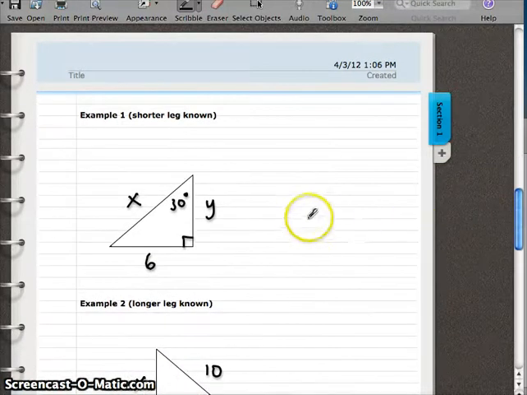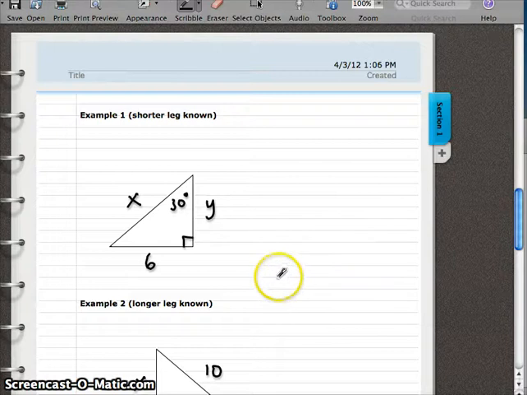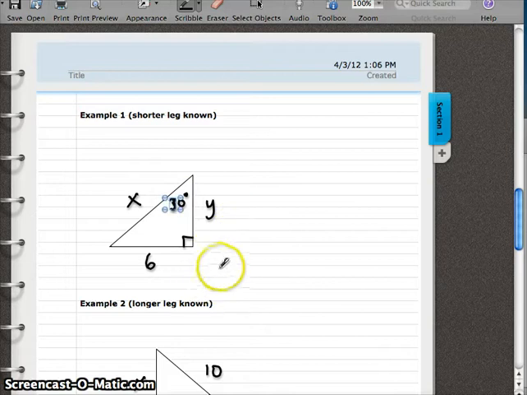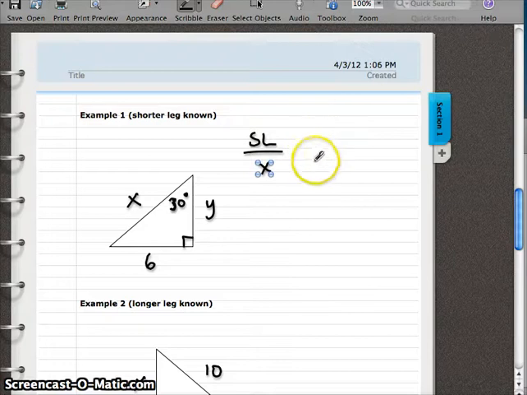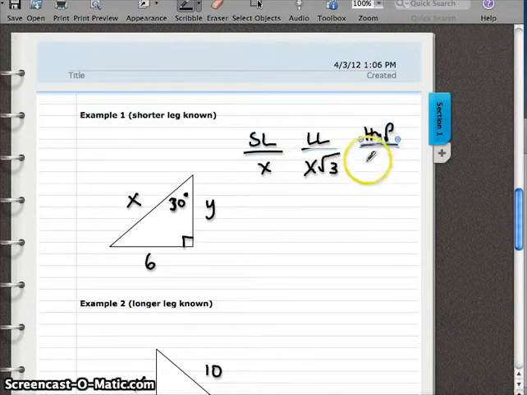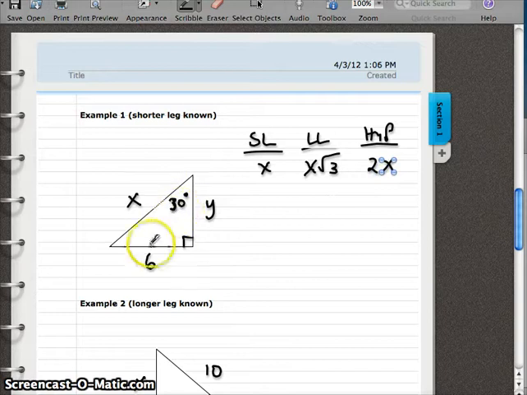So let's do an example. The easier example, the quicker example, is if we know the shorter leg, because everything is based on that shorter leg. So the short leg in our table, if we redraw our formulas here, long leg is going to be whatever that short leg is times the square root of 3, and the hypotenuse is going to be double the short leg. Well, we know the short leg because it's the side that's across from the 30-degree angle.